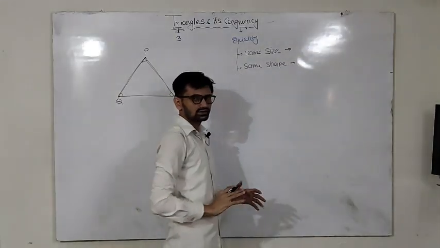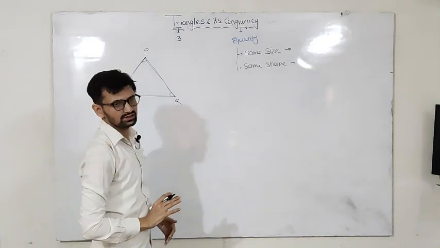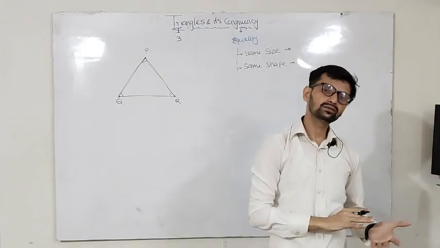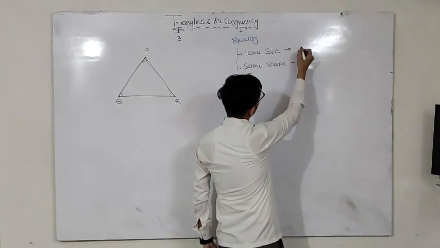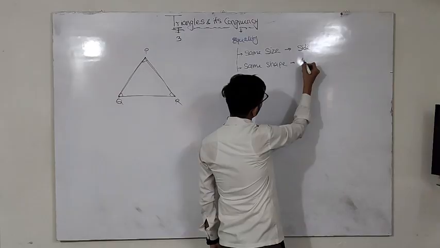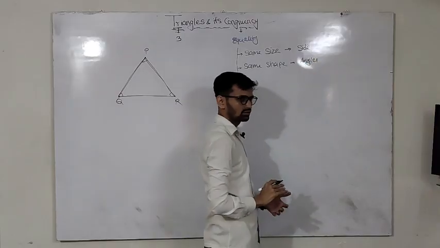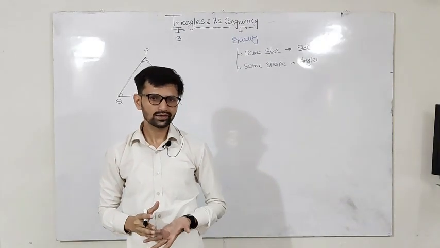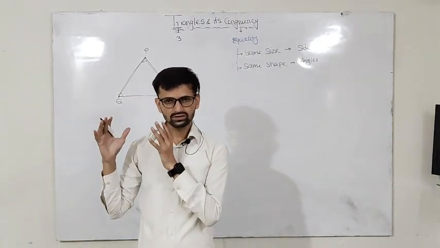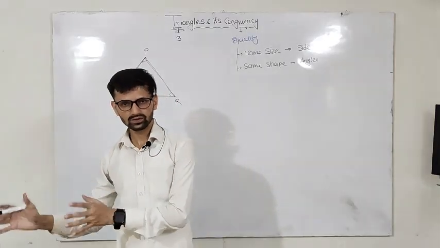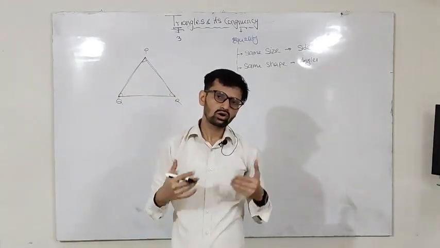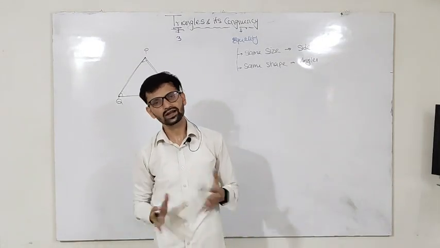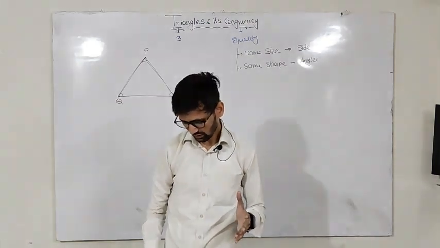We are restricting our discussion to only triangles. So in triangles, how can we define their size and shape? Size is defined by their sides, and shape is defined by their angles. So if we compare two triangles, and all the sides and all the angles of the first triangle are equal to all the sides and all the angles of the second triangle, then these two triangles are said to be congruent.